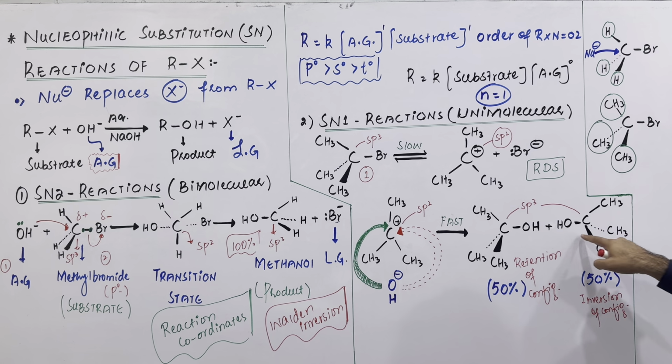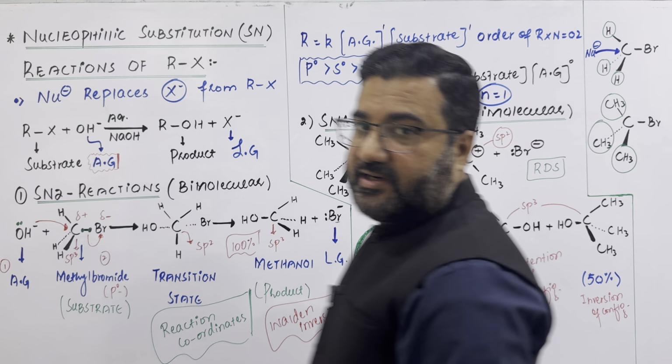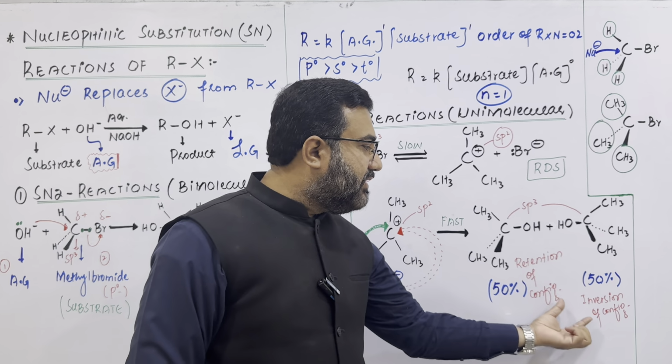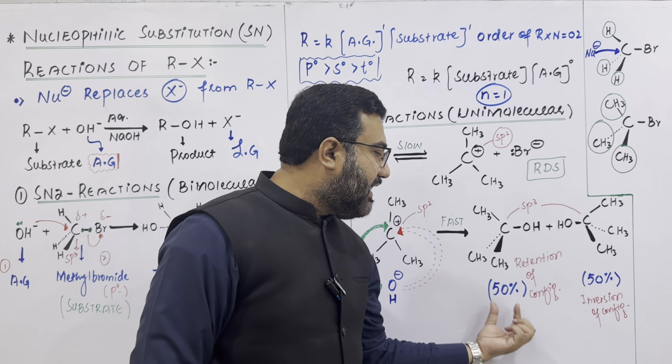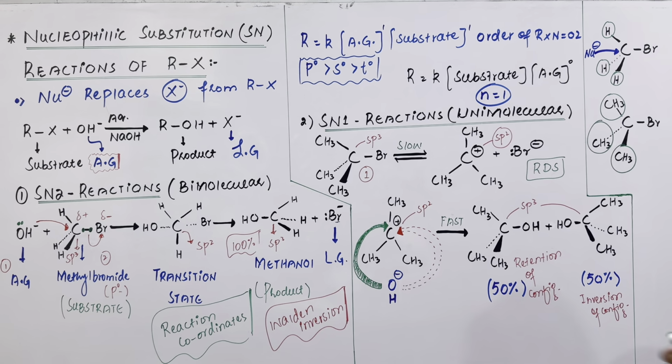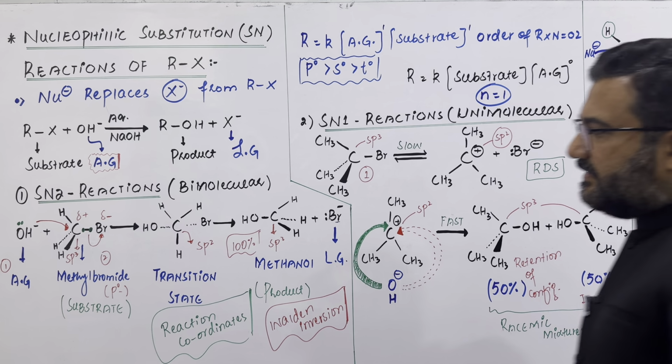And if these two are optically active, then one of them will be dextrorotatory and the other will be levorotatory. And as they will be present in equal quantity in the mixture, if they are optically active, you will get a racemic mixture at the end.